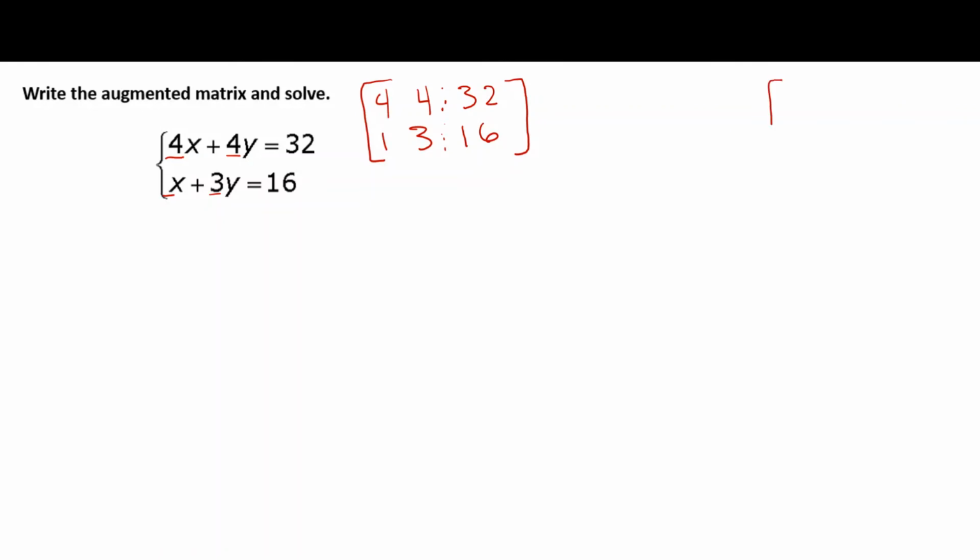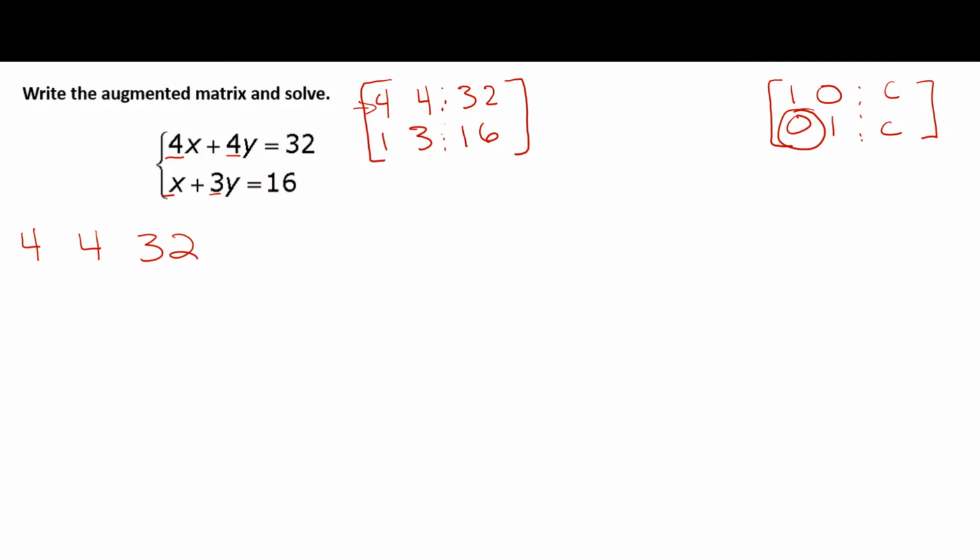The next thing we need to do is remember what our goal is. Our goal is 1, 0, 0, 1, and then our constants on the other side. All right, so the first thing we want to do is solve for this 0. So I'm going to go ahead and leave my first row as it is, 4, 4, 32.